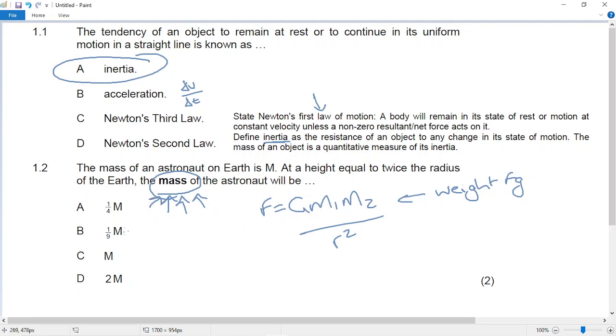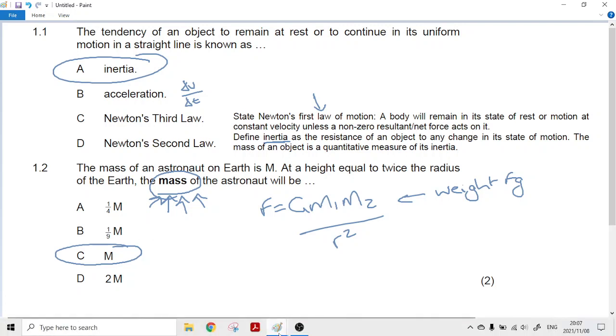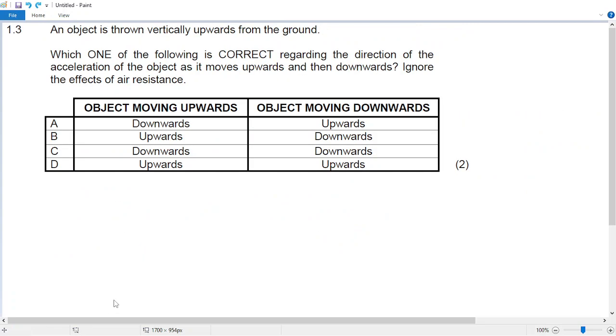The only way to change the mass of the astronaut is if he chops off his arm, he chops off his leg, he chops off his head, or perhaps he urinates in his spacesuit. Then his personal mass will decrease and the mass of his spacesuit will increase. But mass is the number of particles in your body, and so his mass is the same on Earth as it is at a height twice the radius of the Earth. Mass is particles.